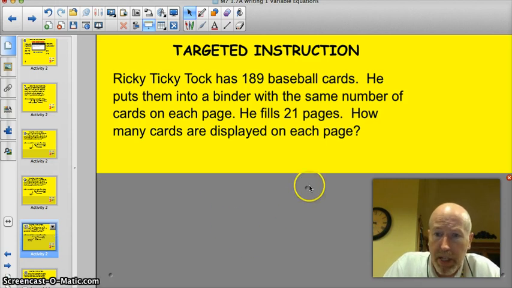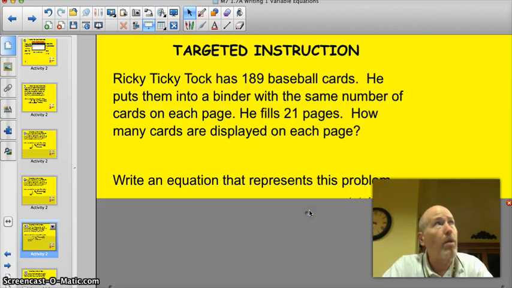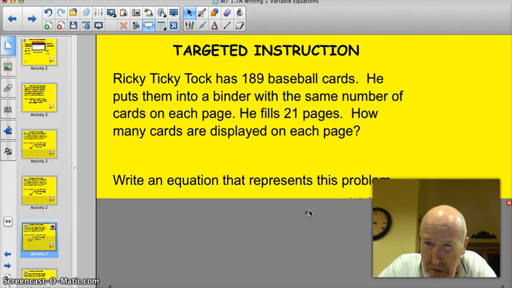All right, I'm going to ask you the same thing. I want you to write an equation that represents this problem. But I need you to be careful on this one. This sounds like a division problem and can be solved with division. But it gets tricky when you're writing a division equation. So my tip to you is going to be to write this as a multiplication equation.